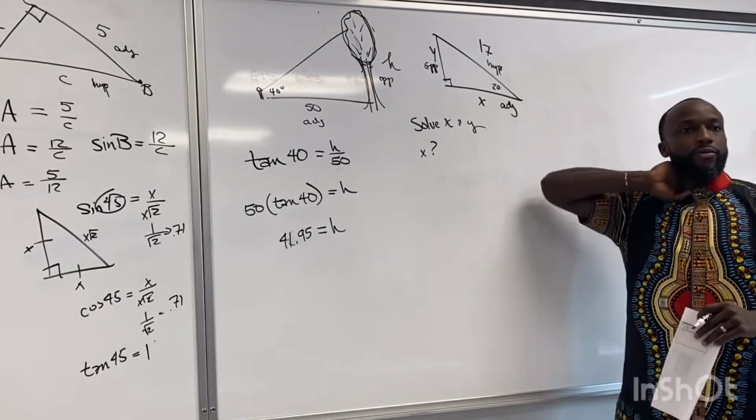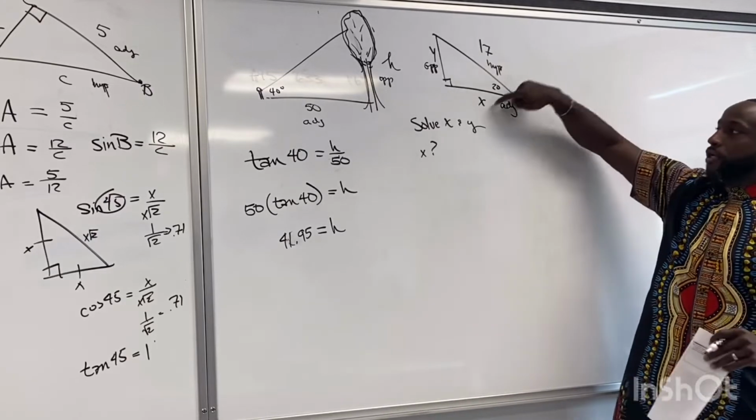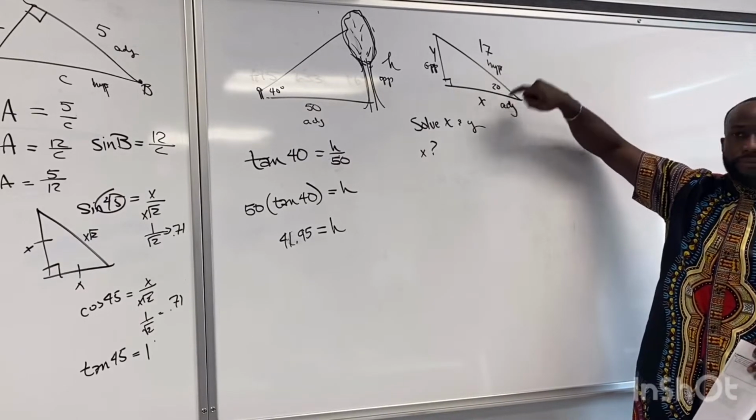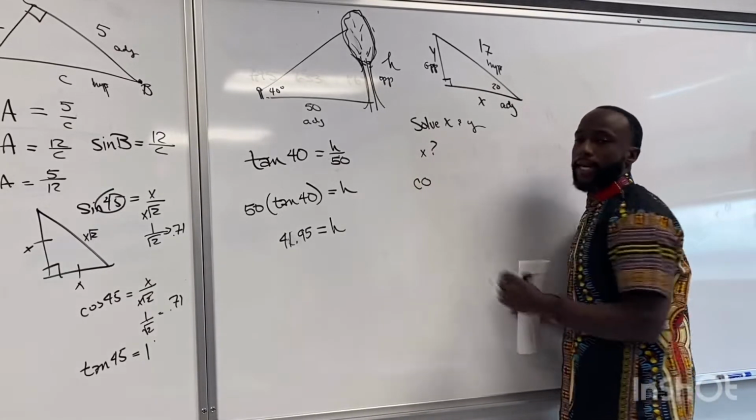So we're solving for x. What trig identity do you want to use? We need to use this number 17 and x. So what trig identity is this? Cosine. Good. So how would you write that out? Cosine what?